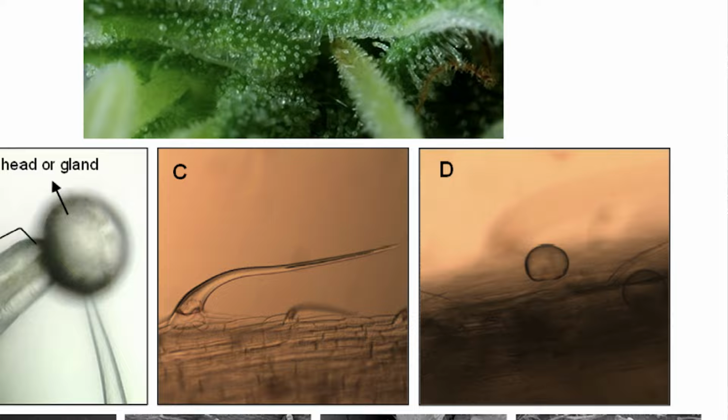A third type of trichome, the bulbous trichome, tends to be small and has a different cannabinoid profile than sessile or capitate trichomes. Lastly, trichomes of various types tend to be found pretty much everywhere in the plant, not just in the flowers. Put a pin on that because this is important.